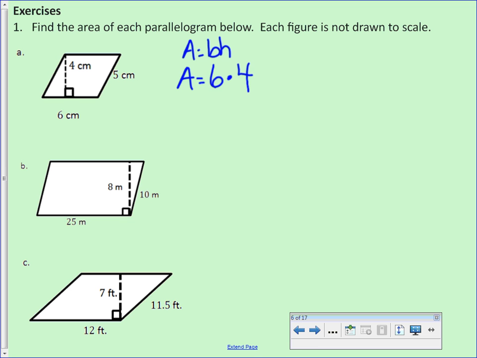Does everybody understand why we did not use 5? What is 5? 5 is the measure of one of the sides. But that can't be used for our area. If we were going to find perimeter, then we would need the 5. It would be 6 plus 5 plus 6 plus 5. That's perimeter. We're not doing perimeter. We're doing area. Okay? Good question.